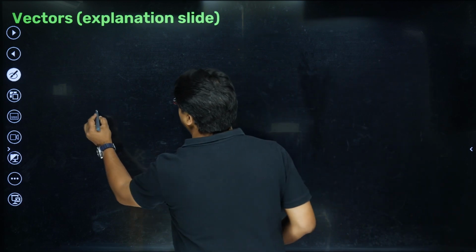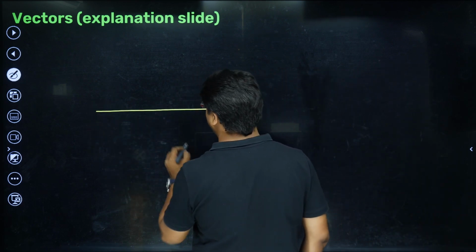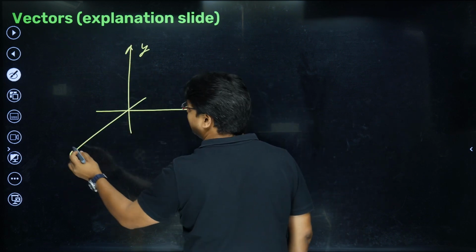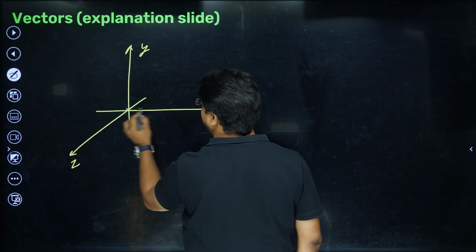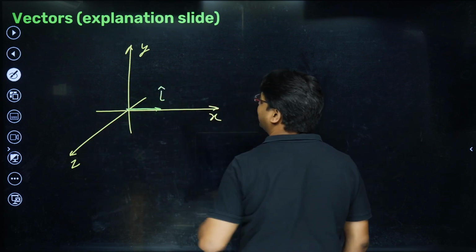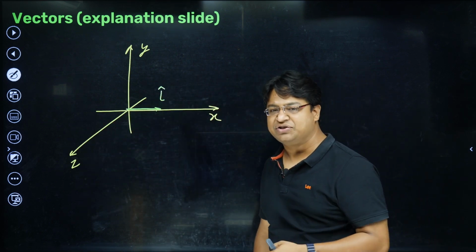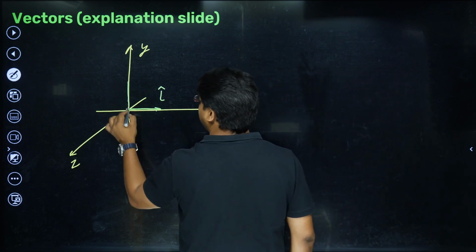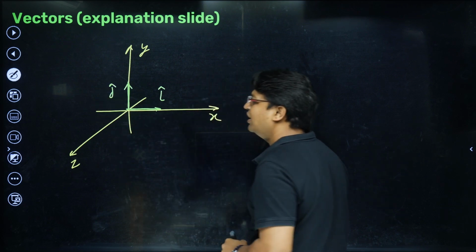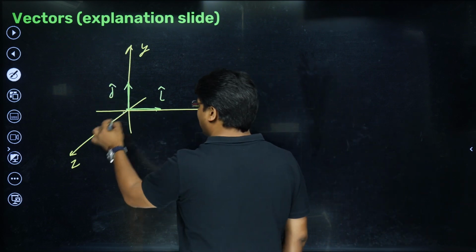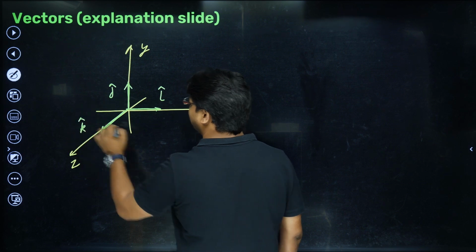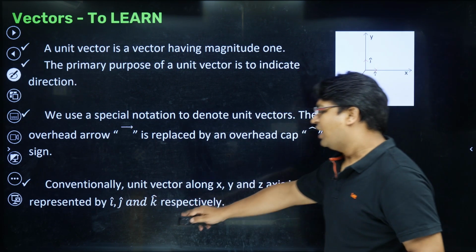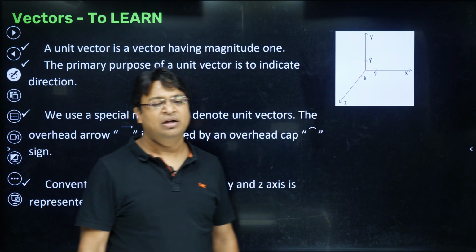So guys, the unit vector along the x direction, for example, if this is the x-axis, this is the y-axis, and this is the z-axis, is represented by i cap. It is an internationally accepted convention that i cap represents a unit vector along the x direction. Similarly, j cap represents a unit vector along the y direction, and k cap represents a unit vector along the z direction. So that is what is written here: unit vectors along x, y and z are represented by i, j and k respectively.